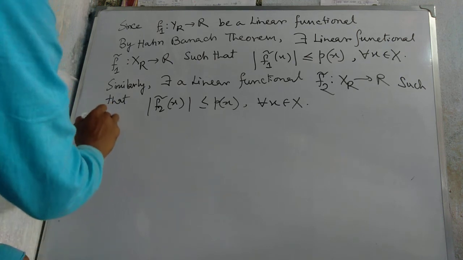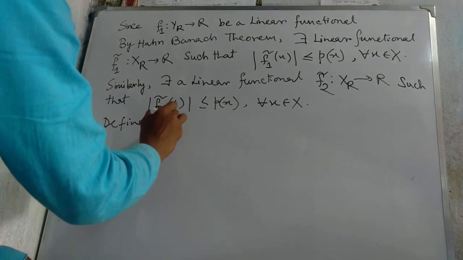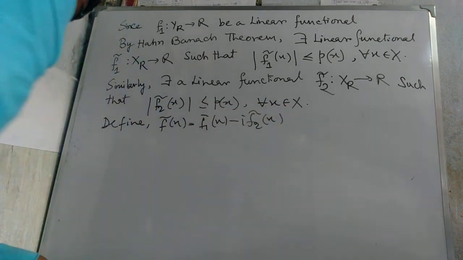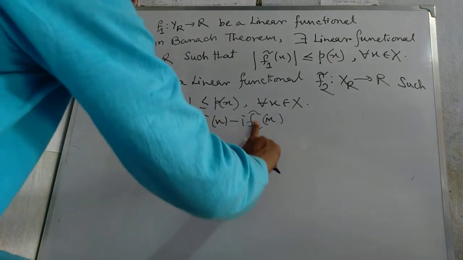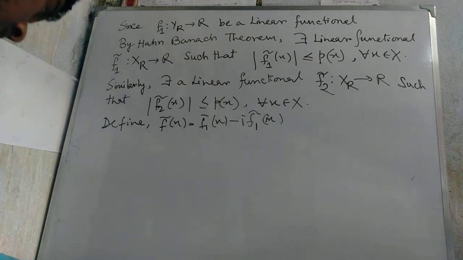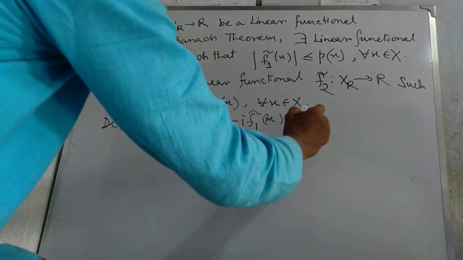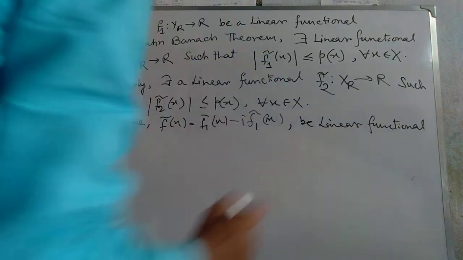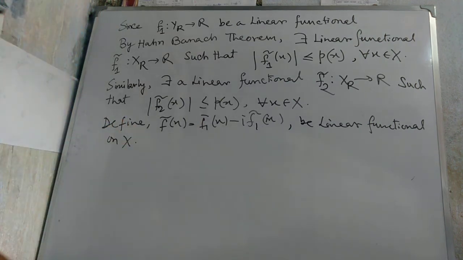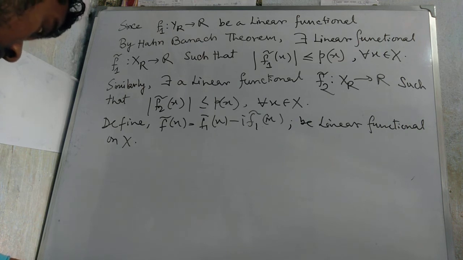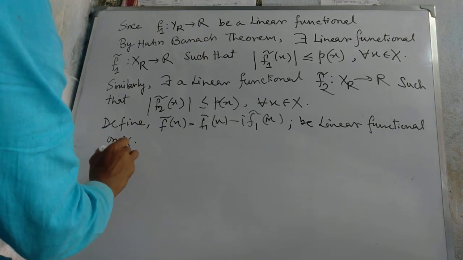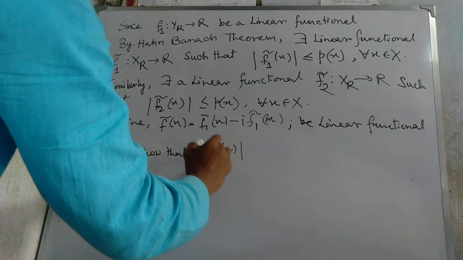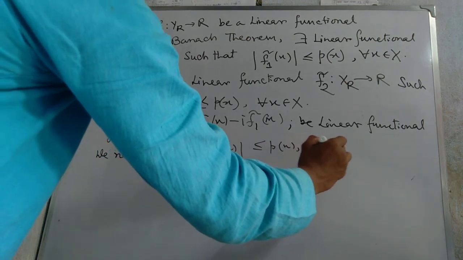Now define f tilde(x) = f1 tilde(x) - i f1 tilde(ix). Then f tilde is a linear functional on X. Okay, define this, and it is also a linear functional. Now we show that |f tilde(x)| is less than or equal to p(x) for all x belonging to X.